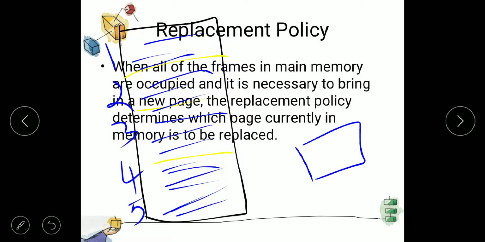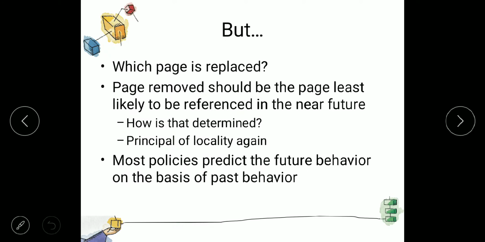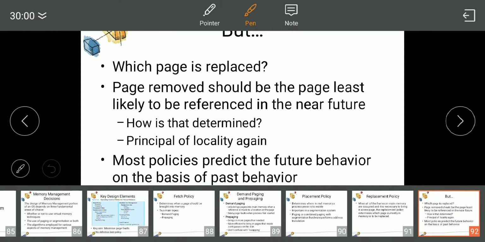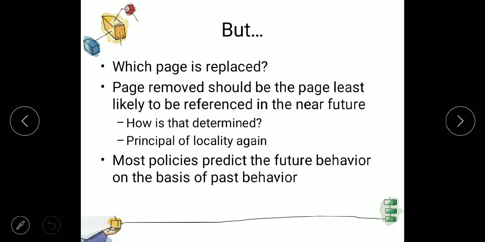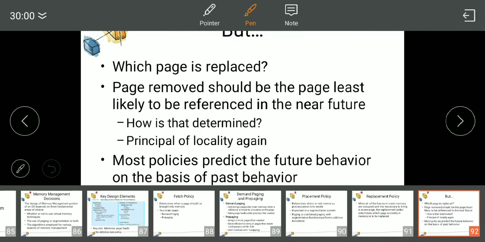So the page removed should be the page least likely to be referenced in the near future. It can be determined by the principle of locality. Hope we have already discussed it in the classroom too. In the principle of locality, the operating system cleverly decides and predicts whether a particular page is going to be used in the future. So it can be identified by enforcing policies.